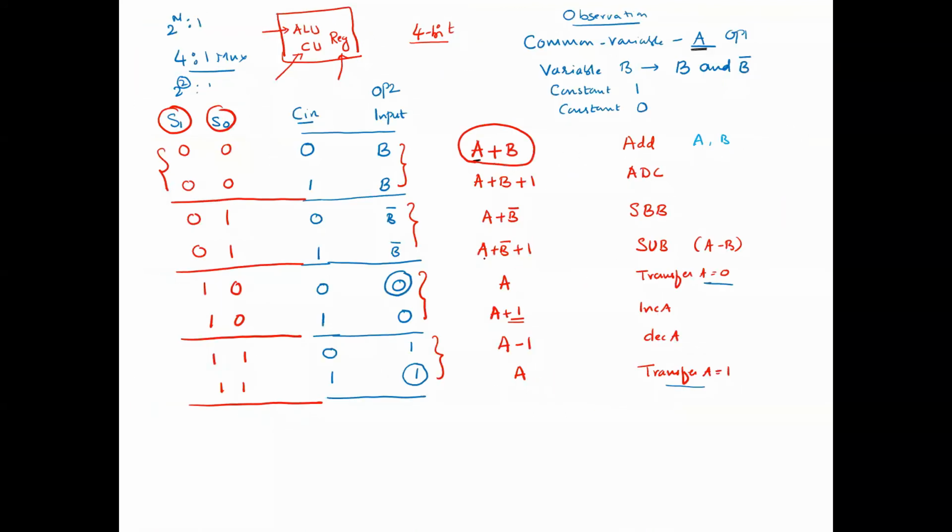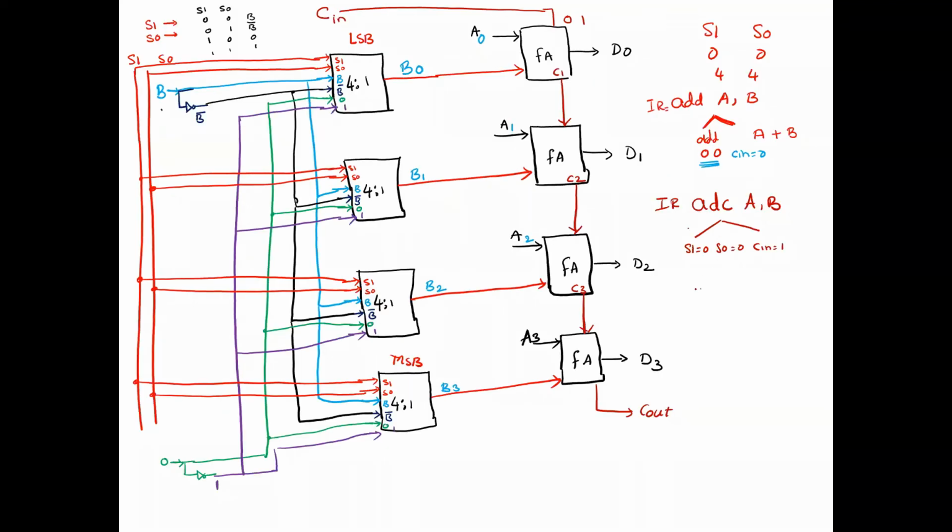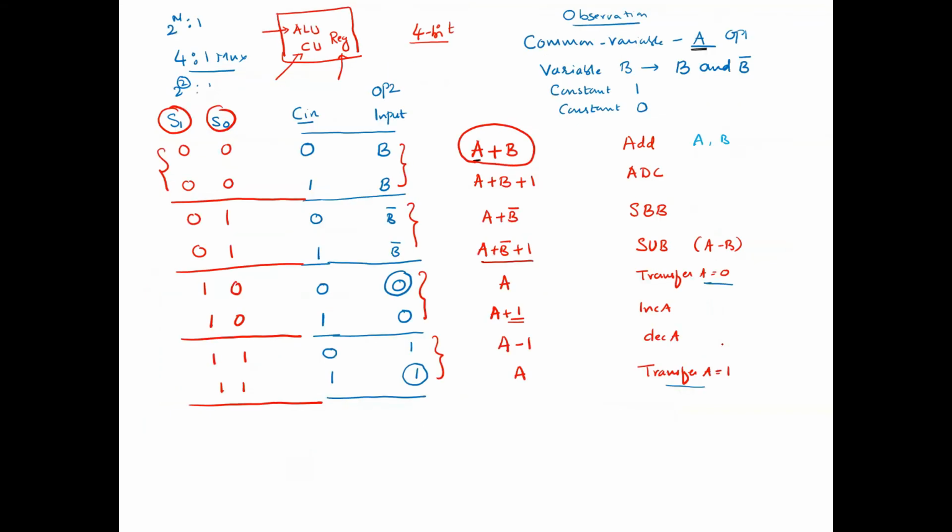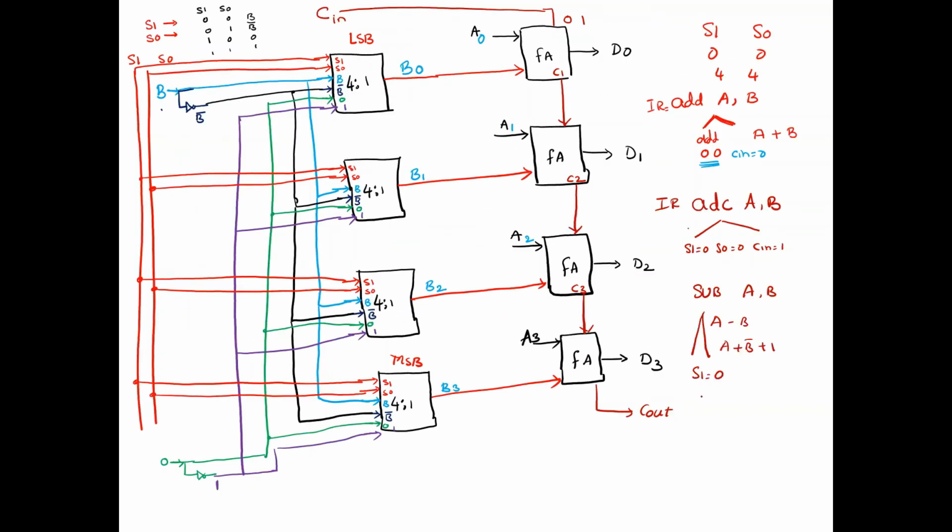You take any other instruction, a random instruction. Say for example, I want to perform subtract. To perform subtract, what should the select line be now? 0, 1. Now check: I have written subtract A comma B. That is, I need to perform A minus B, that is A plus B bar plus 1. To perform subtract, we have hard coded the code as what? S1 should be 0 and S0 should be 1.